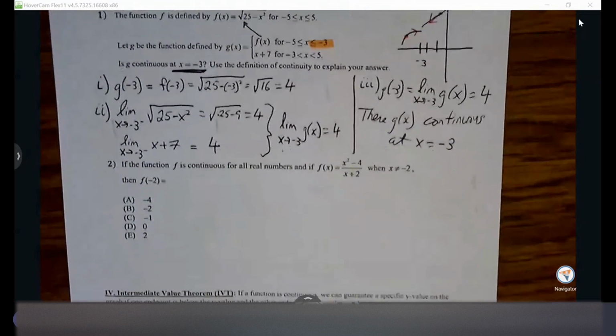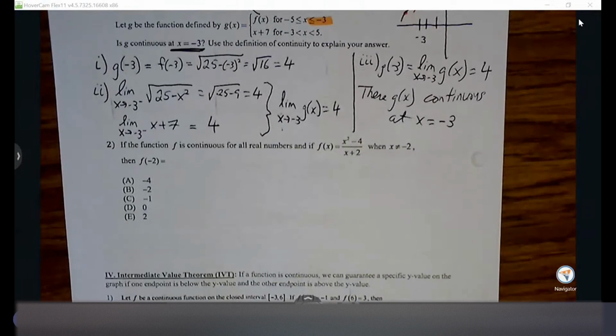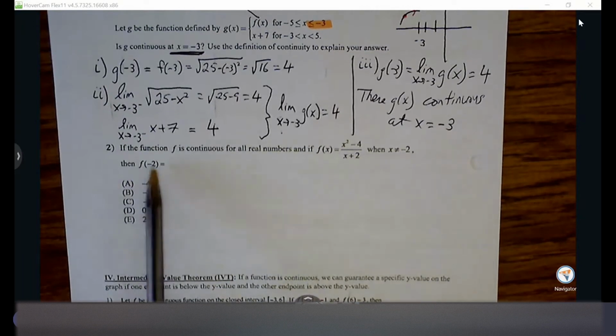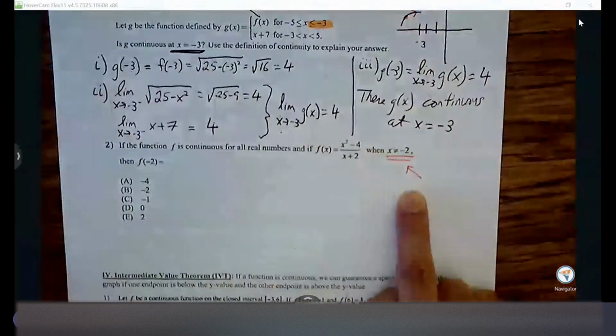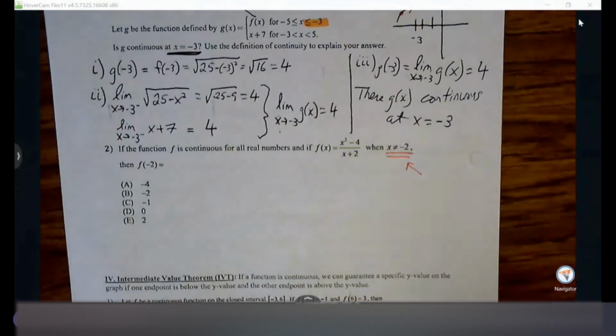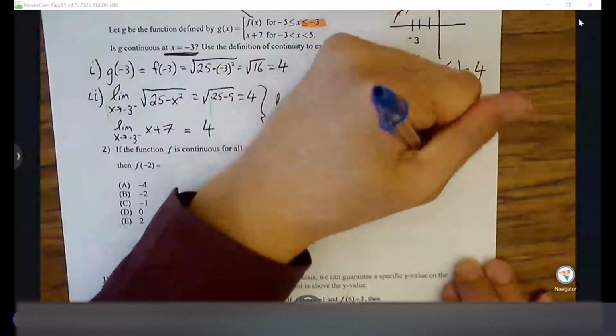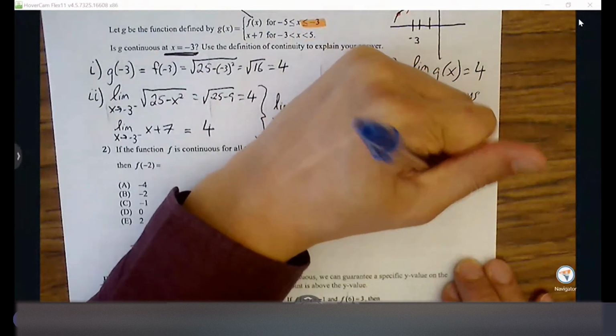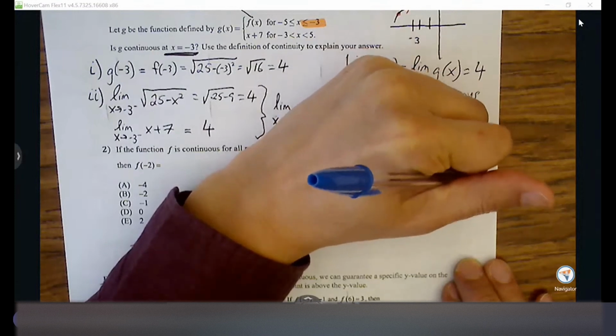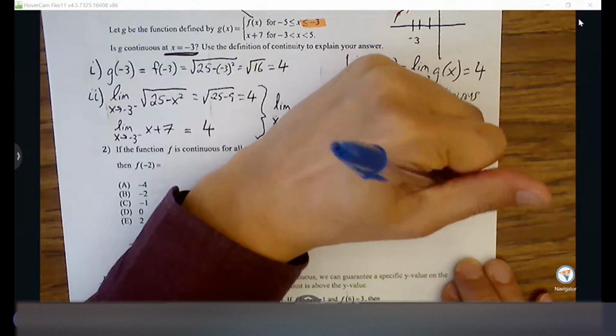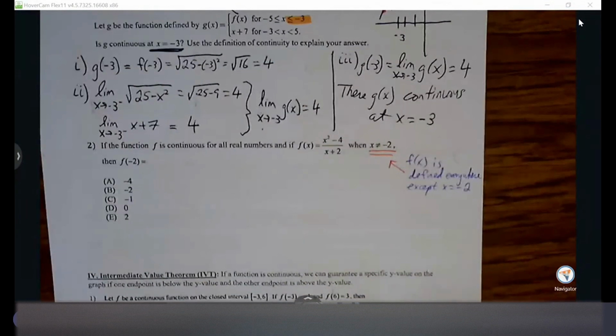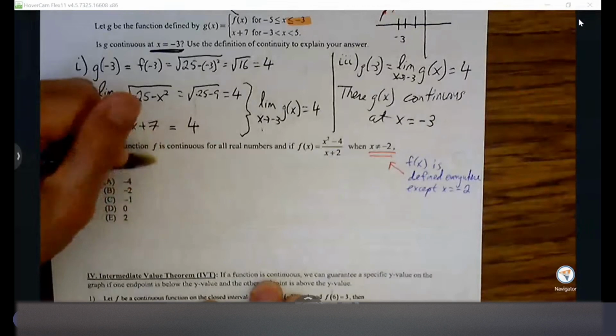All right, any other questions with 1? All right, number 2. If a function is continuous for all real numbers and our function is defined when x doesn't equal -2, then f of -2 equals. If you see the word continuous, I'll just go through the continuity conditions. But I do want to point something out here. When it says x does not equal -2, this means that this function exists everywhere except -2. So that means on the left side of -2 is this function, on the right side of -2 is that function as well. But let's just go through our conditions here.